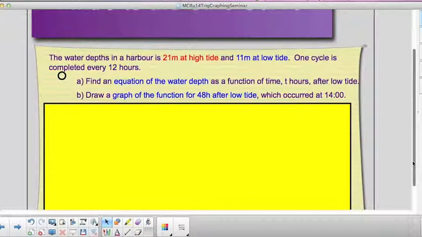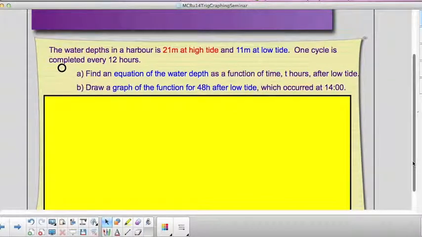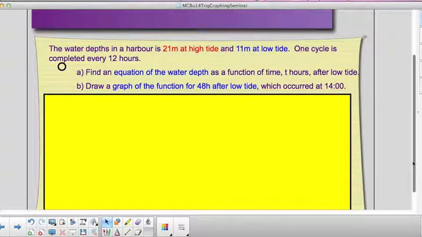Okay, the water depth in a harbor. The water depth in a harbor is 21 meters at high tide and 11 meters at low tide. One cycle is completed every 12 hours. So first we have to find the equation of the water depth as a function of time, but this is what Unit 14 is full of.